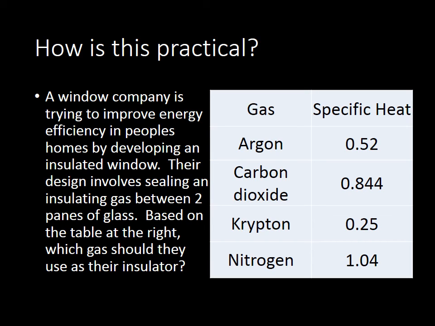Well, remember that high specific heats make good insulators. So when I look over here at this table, what I'm going to be looking for is the highest specific heat. The highest specific heat is nitrogen, so what I want to seal between my two glass panes is going to be nitrogen, because it's going to be more efficient at insulating that window.